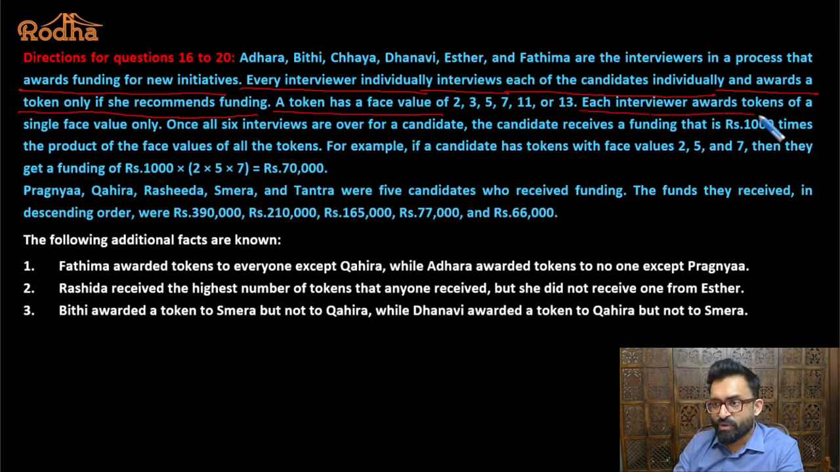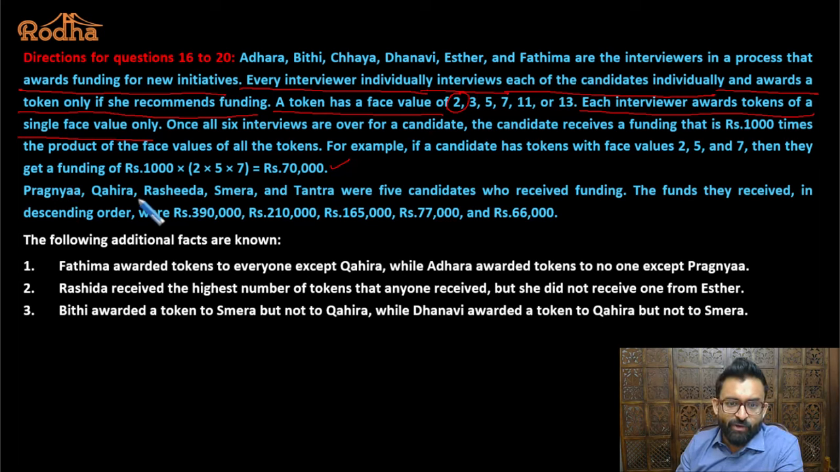Each interviewer awards tokens of a single face value only. That means if somebody is awarding a token of face value 2, that person will award only tokens of face value 2. Once all 6 interviews are over for a candidate, the candidate receives funding that is 1000 times the product of the face values of all the tokens. For example, if the candidate has tokens with face values 2, 5, 7, then they get funding of rupees 1000 into 2 into 5 into 7, that is 70,000.